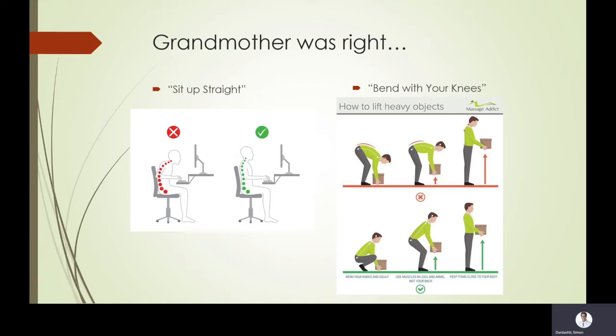Another old adage grandma was right about was bend with your knees. When you don't bend with your knees, you put a tremendous amount of pressure on your hips and low back. One of the most common ways individuals injure themselves at the gym is they don't use proper form and technique. Oftentimes they don't bend their knees. When you bend your knees, you're taking a lot of pressure off the back and putting it on your hips and knees. So just simple ways that we sit, simple techniques to lift, simple procedures to extend our back, to use a foam roller will actually treat the vast majority of day-to-day pain and even chronic pain.